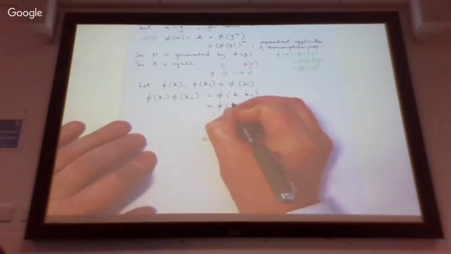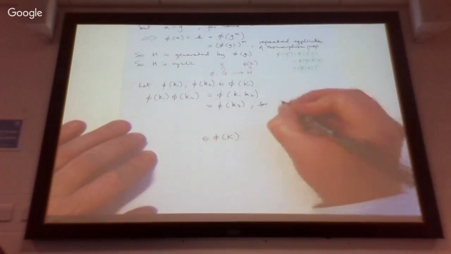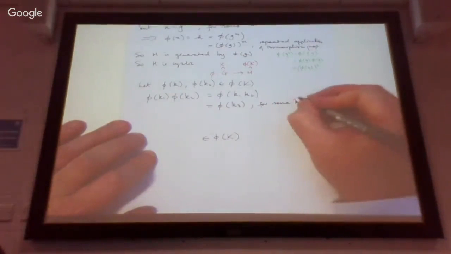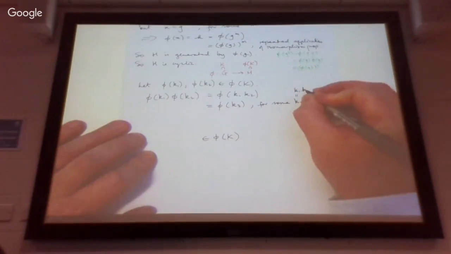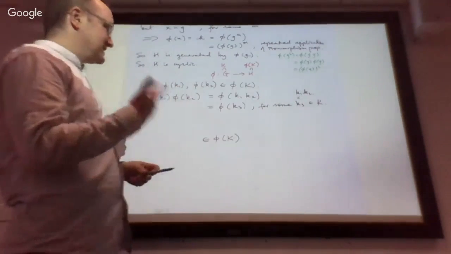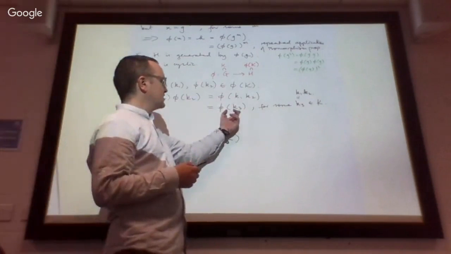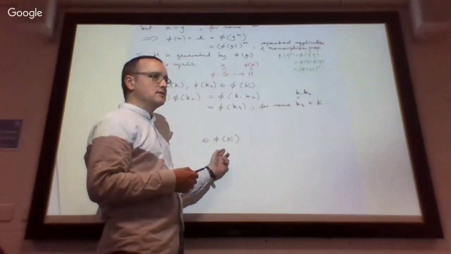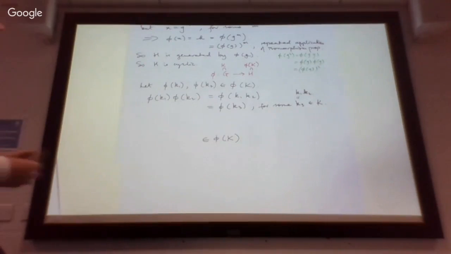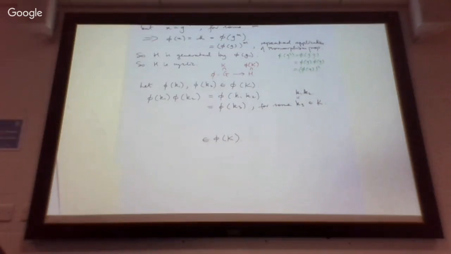So let's write it as K3 for some K3 in K. What is K3? K3 is K1 times K2. The point is K is a subgroup, so this product has to still live in the set K. But then we're looking at phi of K3, phi of something from K, so that's clearly an element of phi of K, just by definition. So this product of elements is in phi of K. So phi of K is closed.